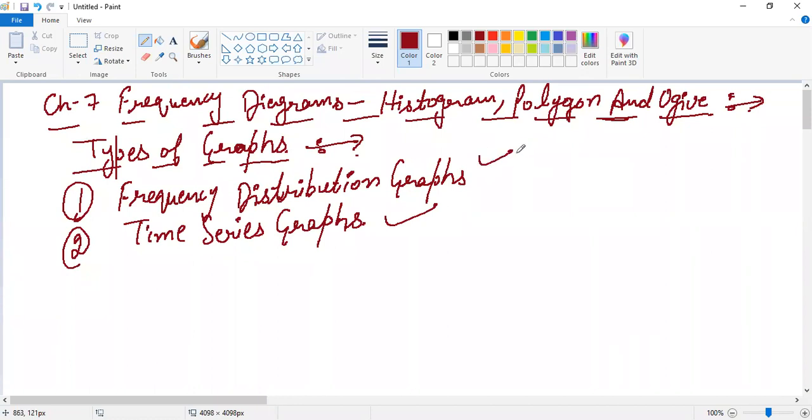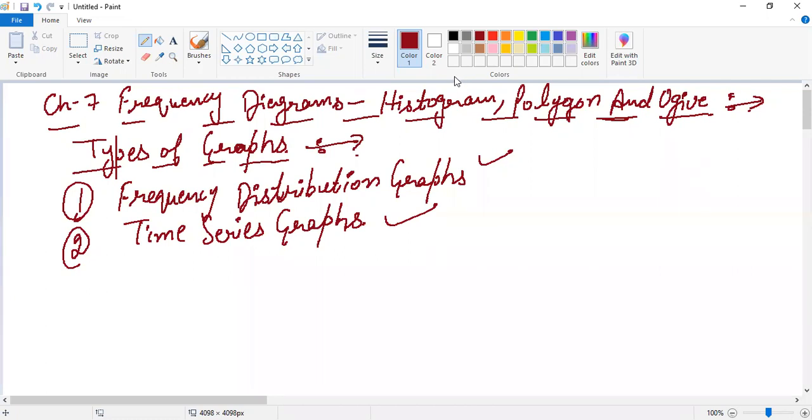In case of frequency distribution, data is expressed in terms of an item or class intervals, and the class limit or mid values are taken along the x-axis and frequencies along the y-axis.